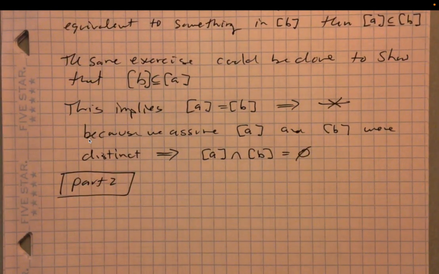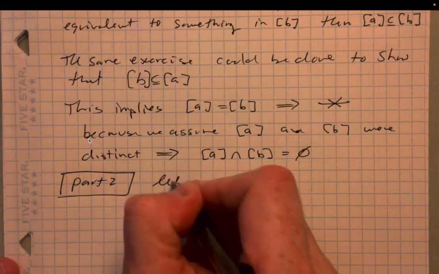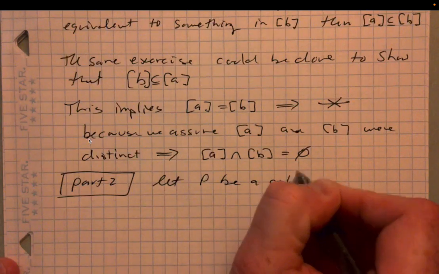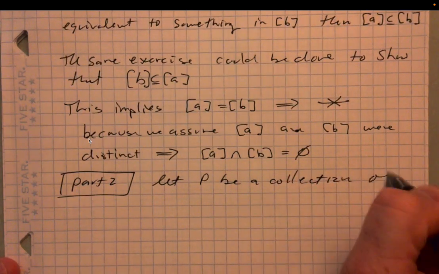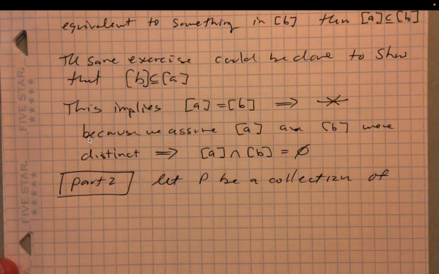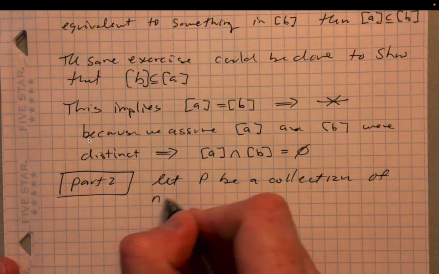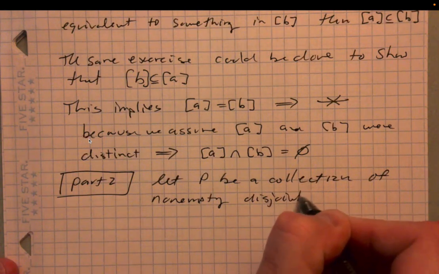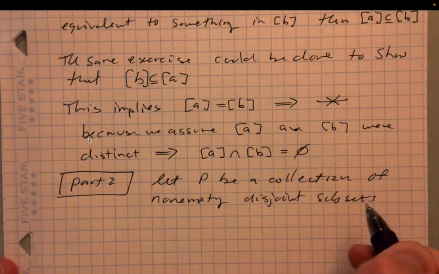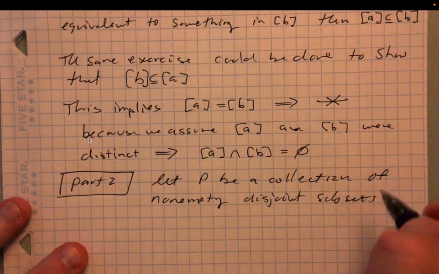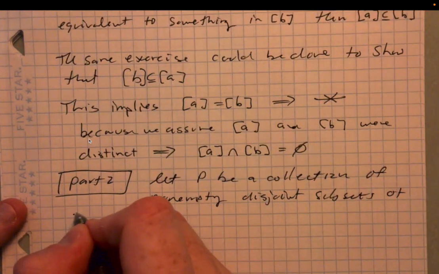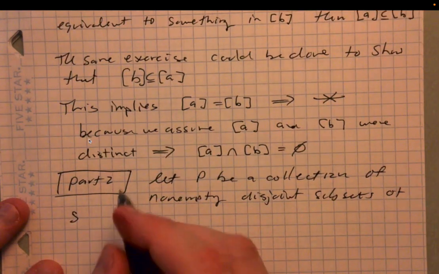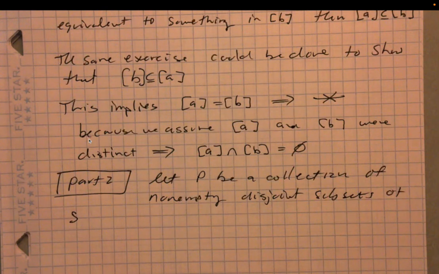To prove this other one, we're going to let P be a collection of non-empty disjoint subsets of our set S whose union is S itself, right?